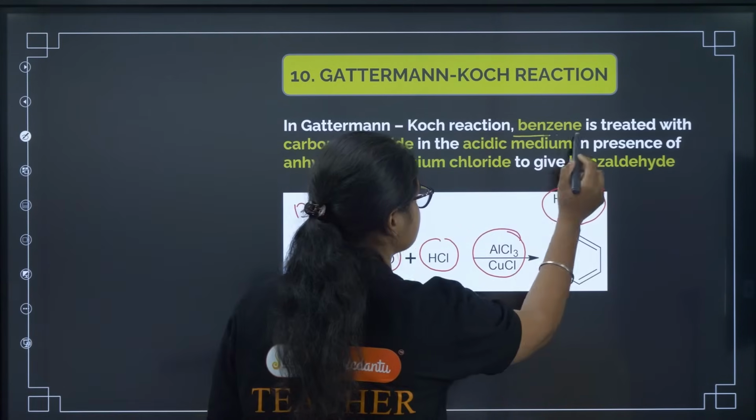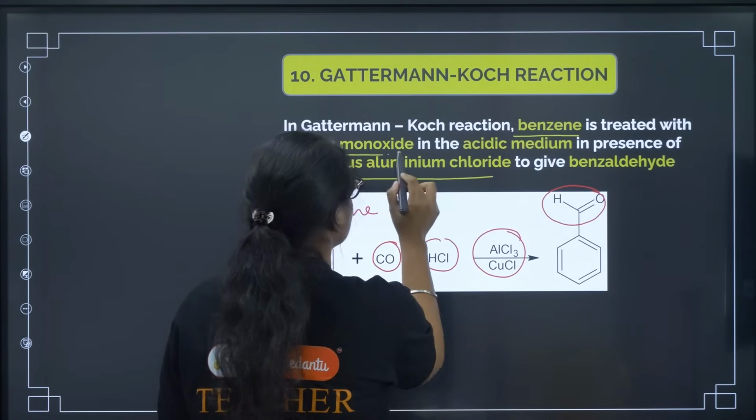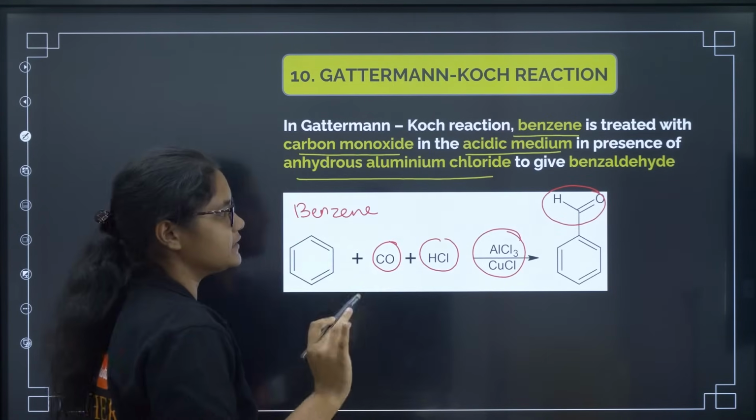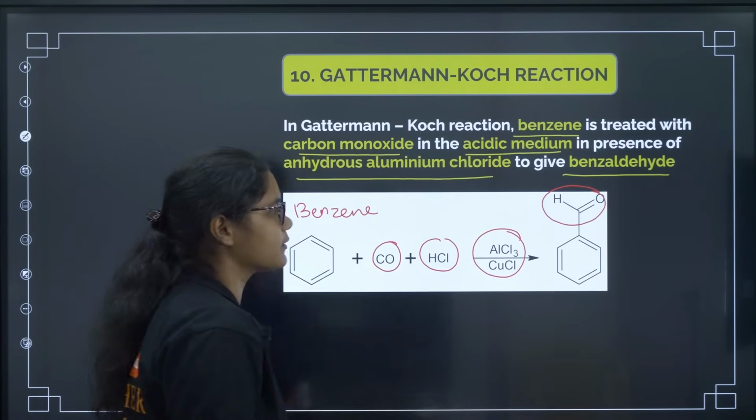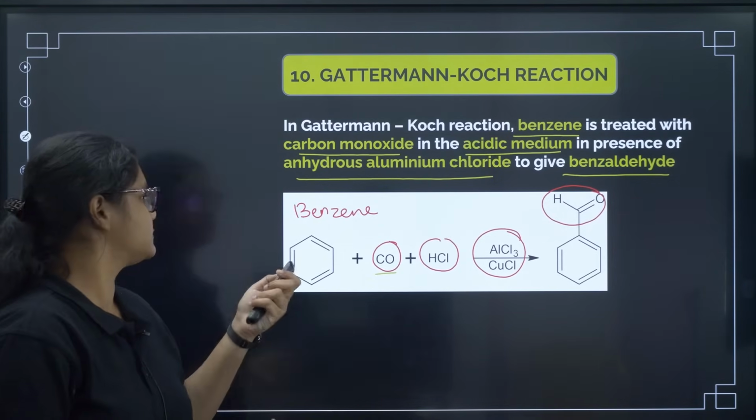So first you have to remember benzene is the reactant, anhydrous aluminium chloride, then carbon monoxide in acidic medium, these are the reagents, and benzaldehyde is the product. You can only remember carbon monoxide, that is also okay. You can do with this much.